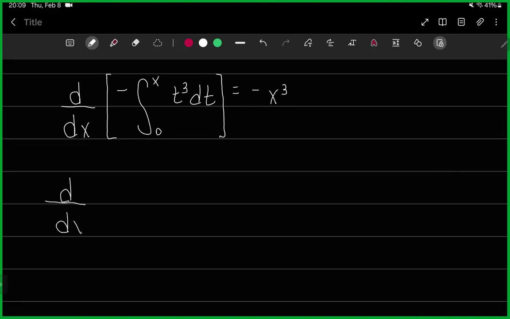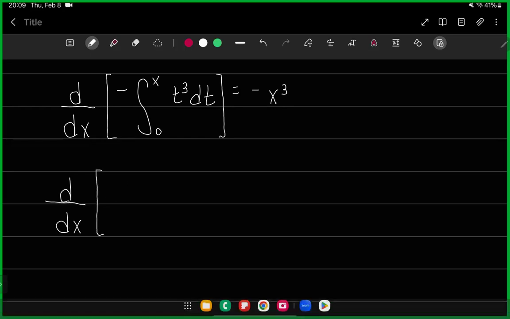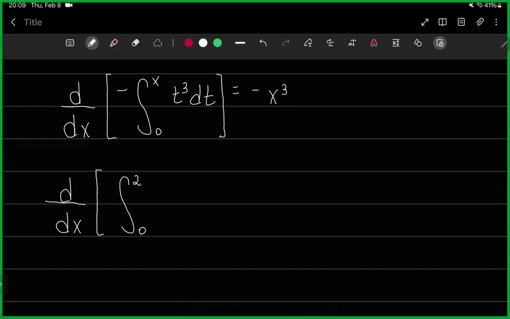And now for the other one, the integral of t cubed dt from 0 to 2x. We saw from 0 to x, so we're going to change it. We're going to call u of x equal to 2x, and we're going to change this 2x to u of x, so we can apply our theorem as we wish.